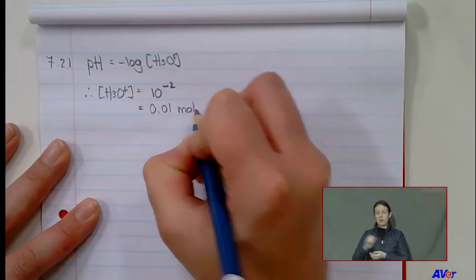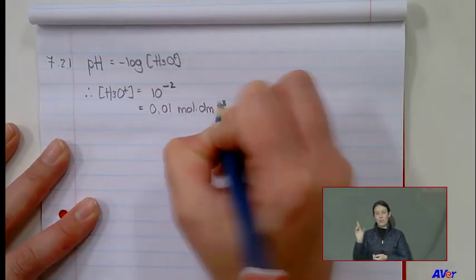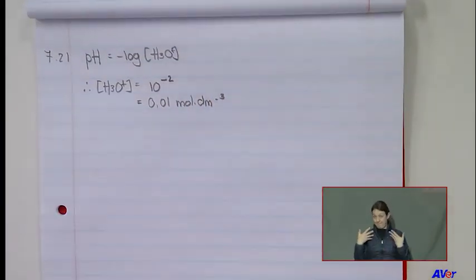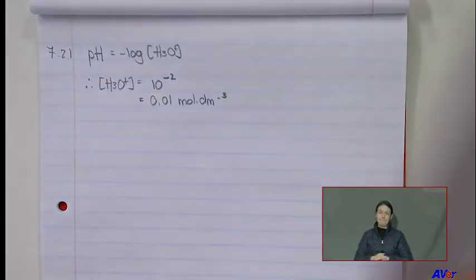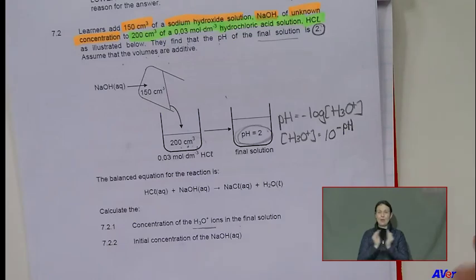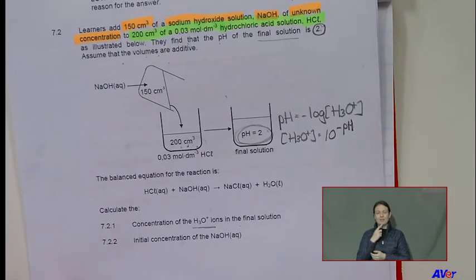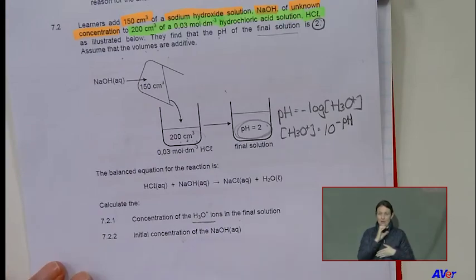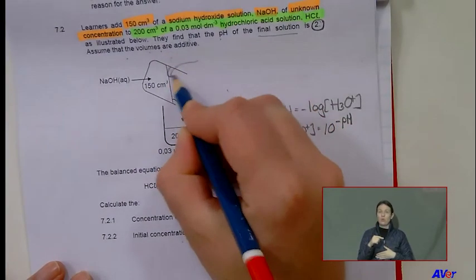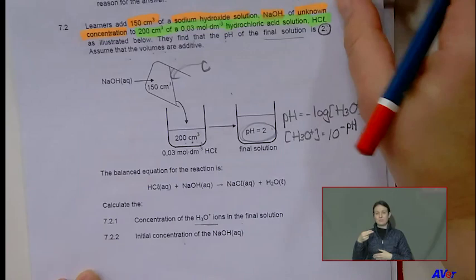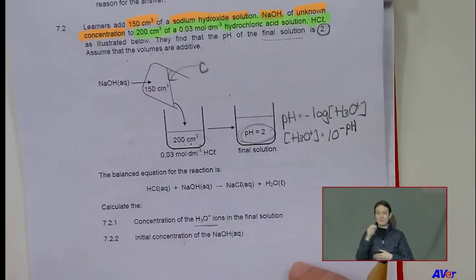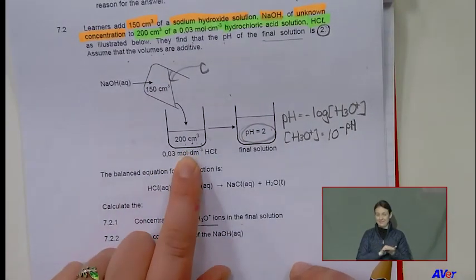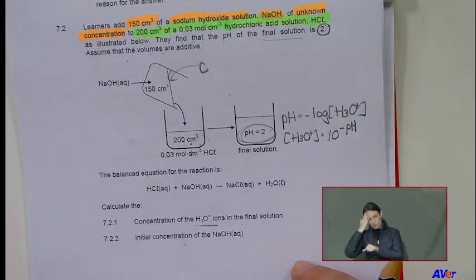0.01 moles per decimeters cubed. Happy with that? Okay. So that was an easy 3 marks. And then for 7 marks, they want us to calculate the initial concentration of the sodium hydroxide. So they want us to calculate the concentration of the sodium hydroxide. Now, we know the acid's concentration, and we also know the acid's volume. Happy with that?